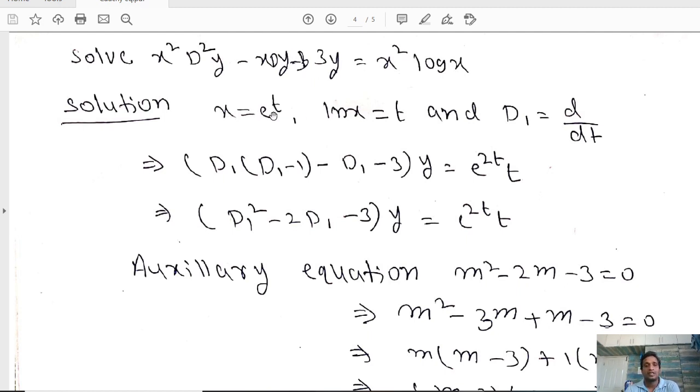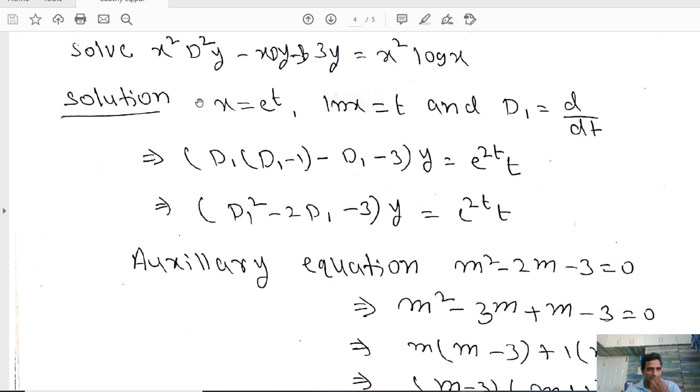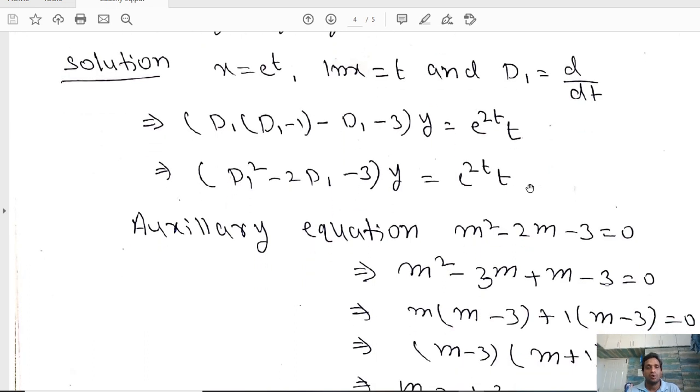x is equal to e power t, ln x is equal to t, and d1 is equal to d by dt. x square d square becomes d1 into d1 minus 1, what we have derived in the problem. Minus xd means d1, minus 3 into y is equal to x square, means e power 2t here. Log x or ln x is equal to t. So d1 square minus d1 minus d1 minus 2d1, into y is equal to e power 2t into t.